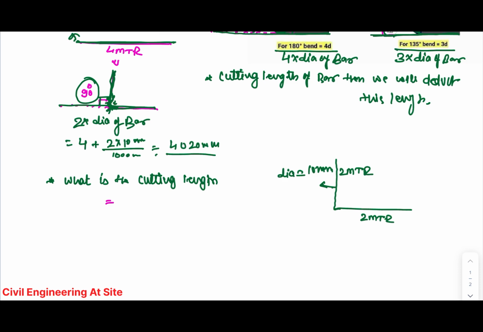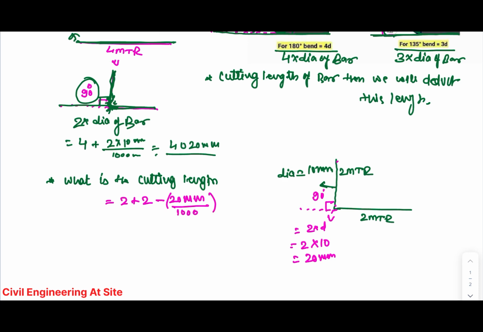We have this 2 meter, 2 meter. How much length of bar do we need? This angle is 90-degree, so here the length will increase by 2 into dia. The dia is 10, so the length will be 20 mm. So we need this one 2 meter, this one 2 meter, so we calculate 2 plus 2 minus 20 mm.